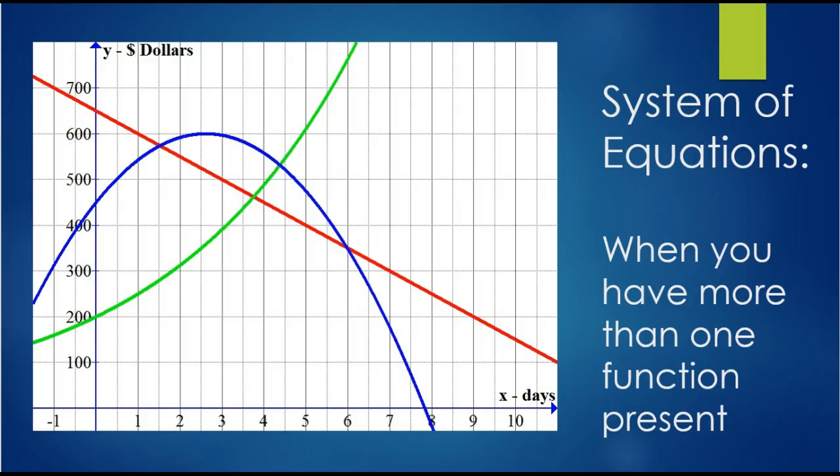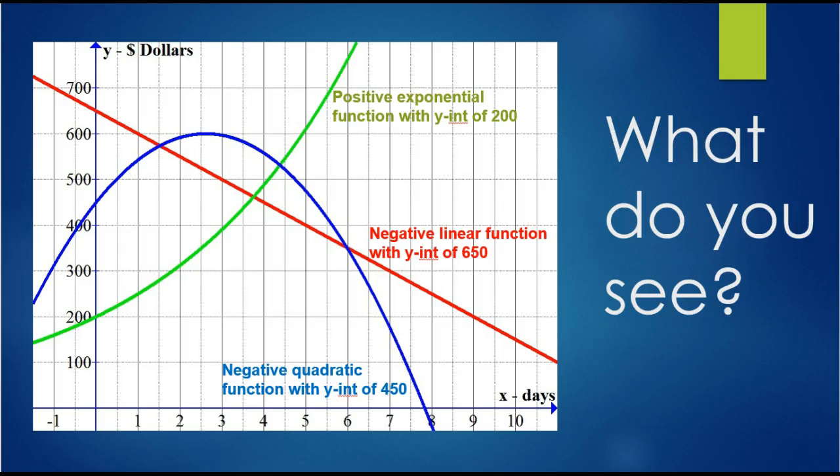Hi. We will be talking today about a system of equations, and there's nothing really special about it except that a system of equations is when you have more than just one function that's present. So, what do you see? I see an exponential equation that's positive, and the y-intercept is 200.